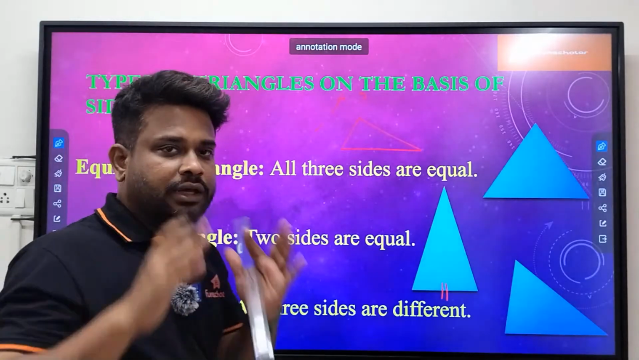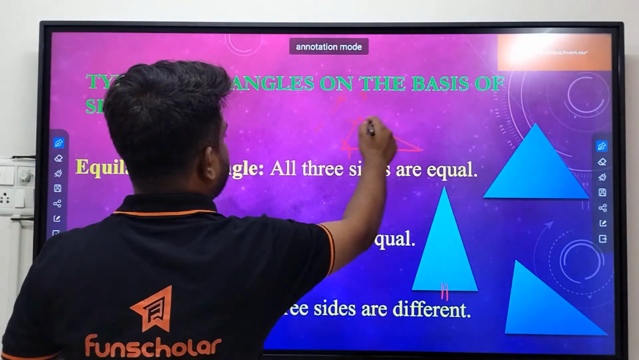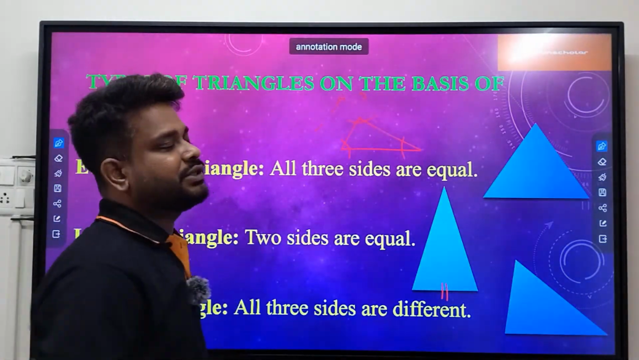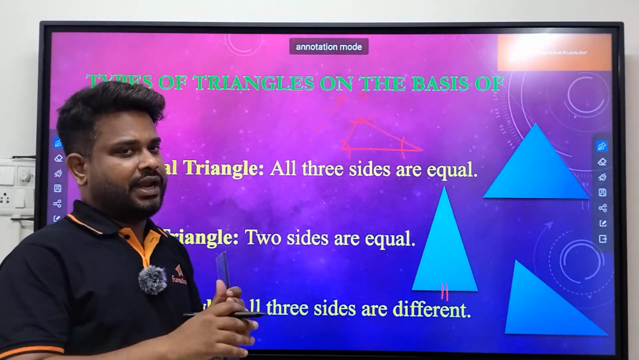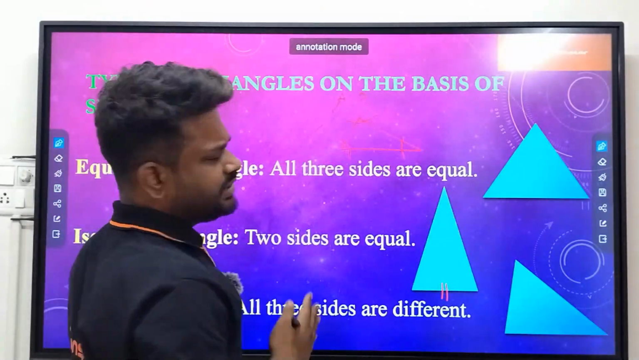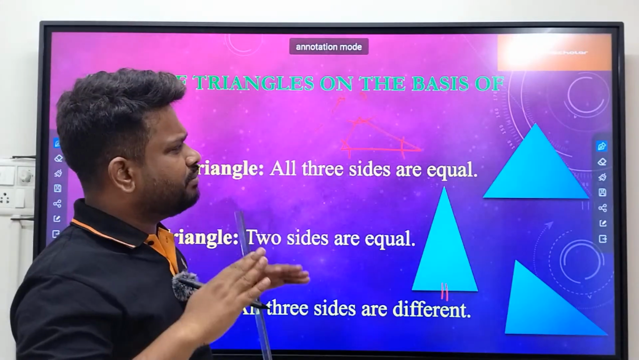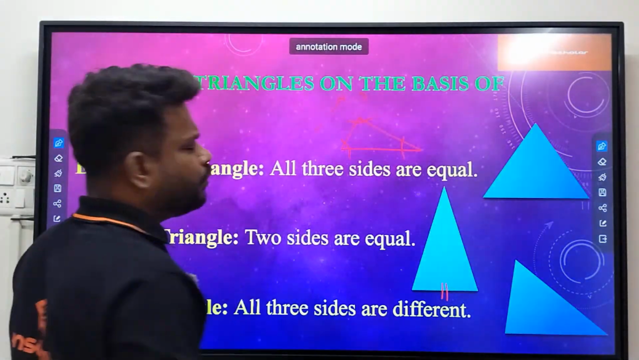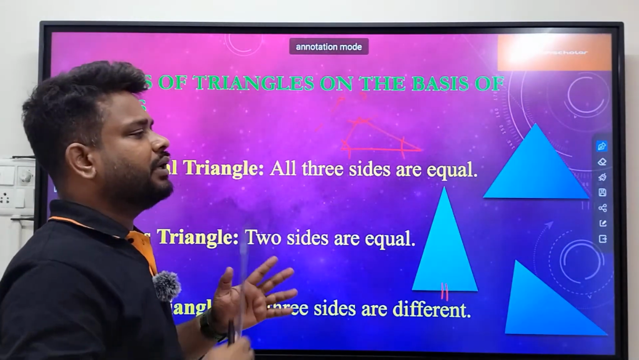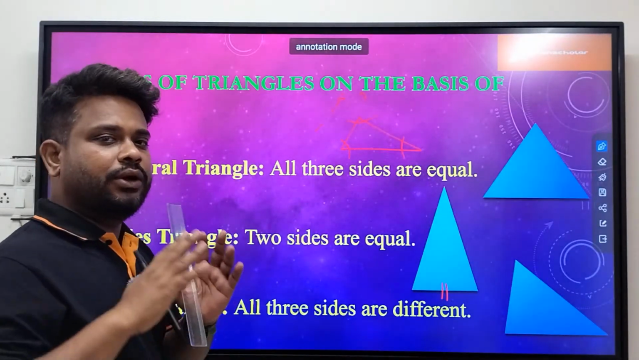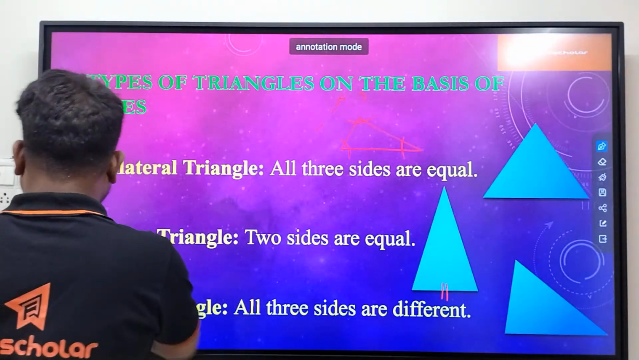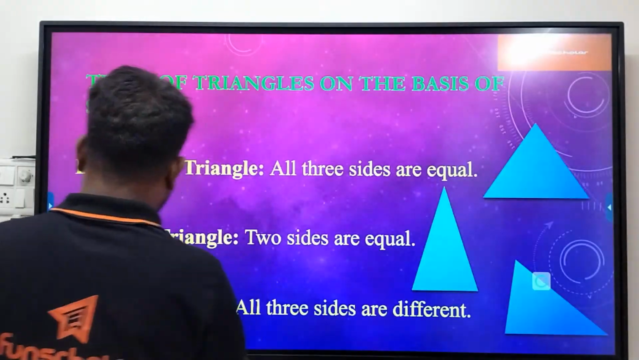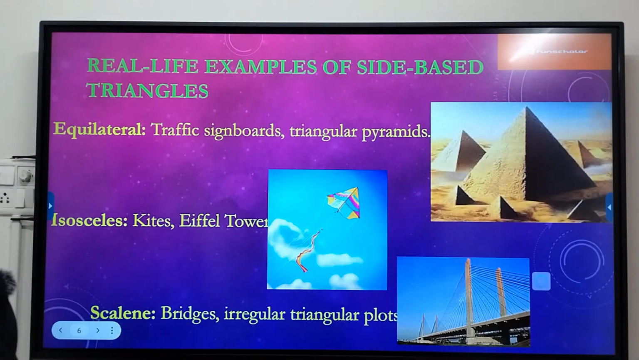You don't have to think about the angles here, you just have to draw straight lines. Maybe the lines I have drawn are not that straight, but you can easily draw it with the help of a scale at home, in your copy. Okay, now come to the next one.